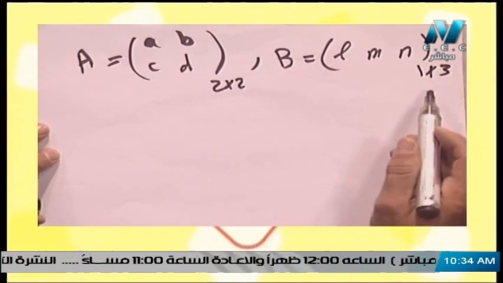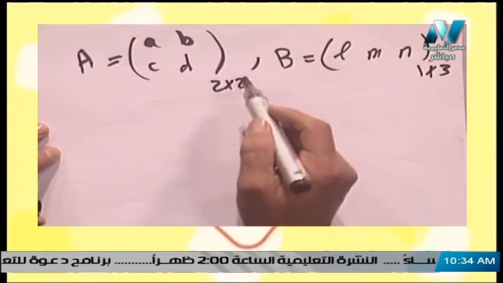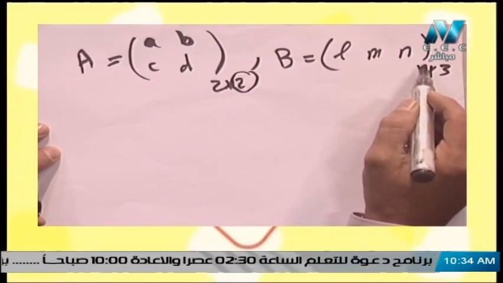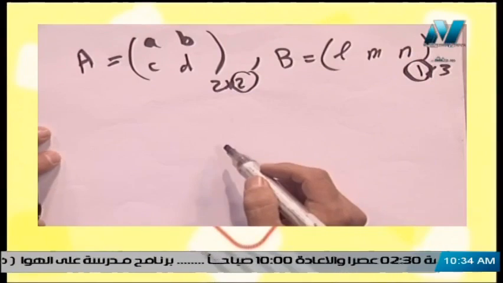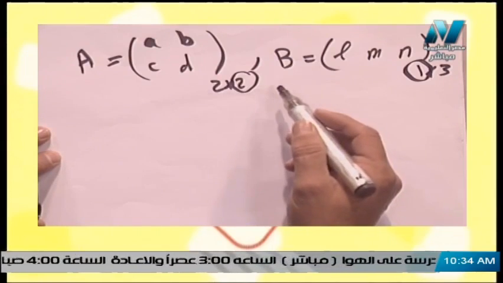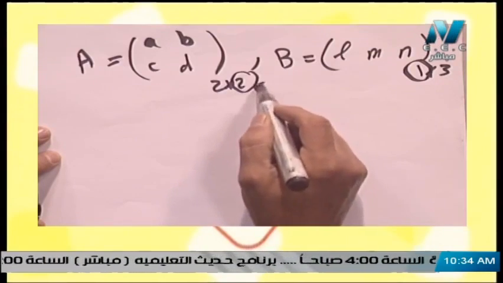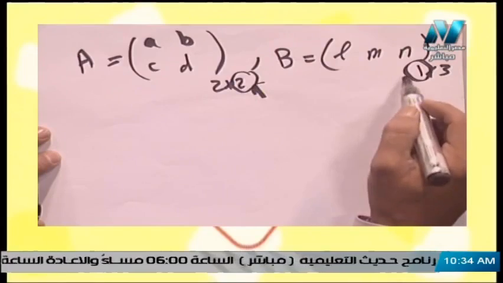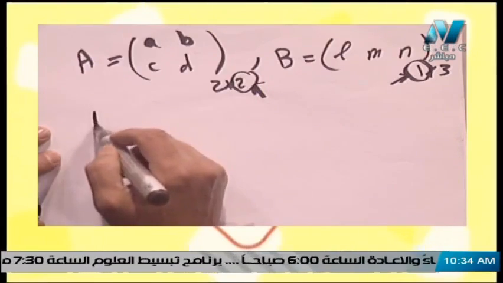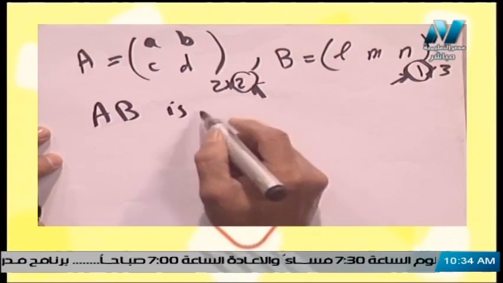Can these two matrices be multiplied by each other? No. Why? Because the number of columns here doesn't equal the number of rows here. It's an important condition for multiplying two matrices that the number of columns of the first equals the number of rows of the second. So AB, A multiplied by B, is impossible here.